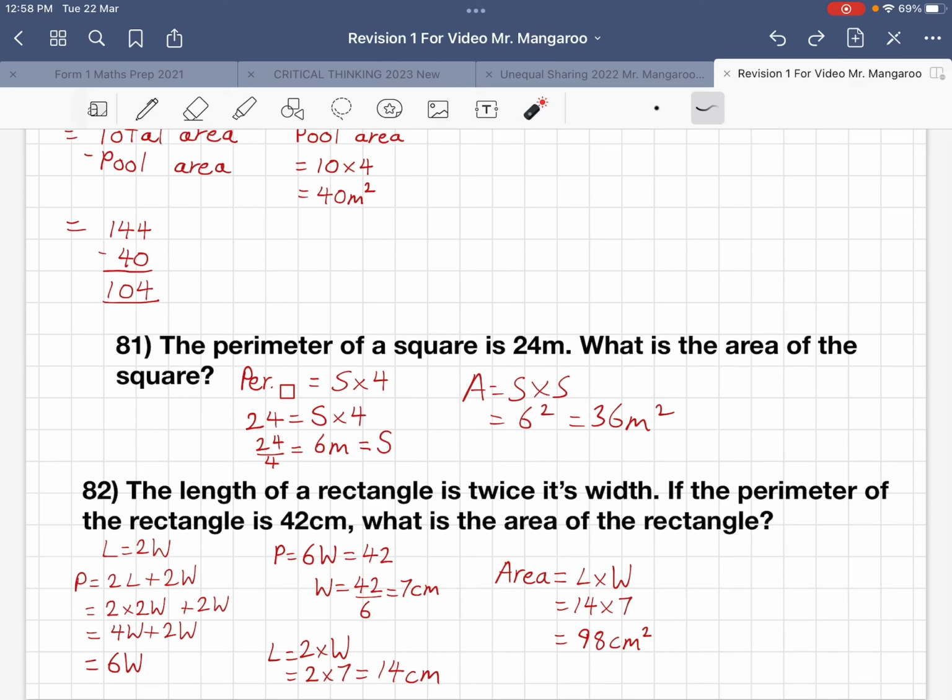So now we have some statistics questions involving mode, tally and frequency, and even bar.